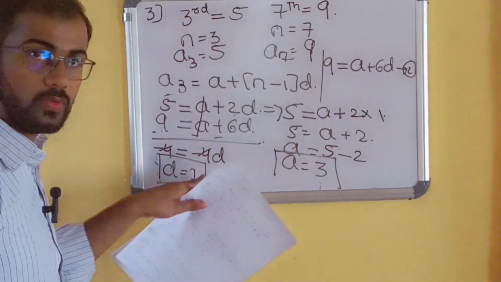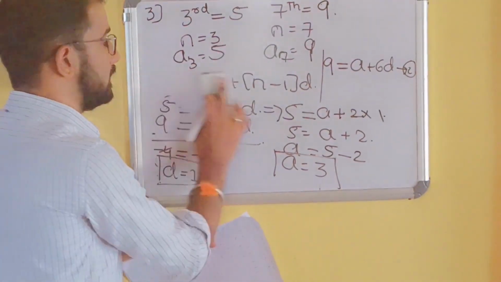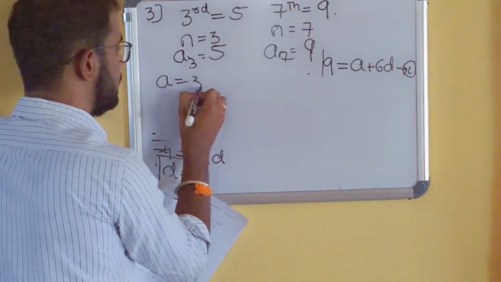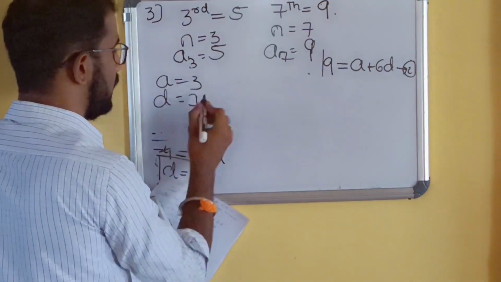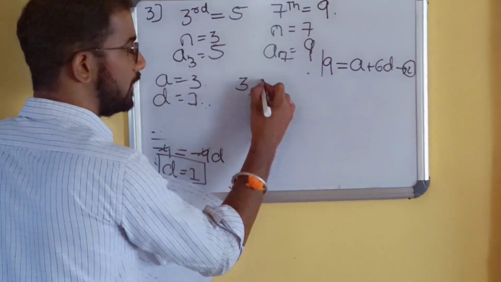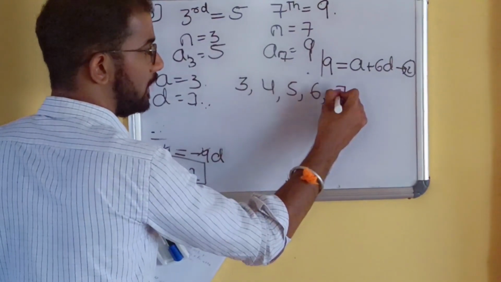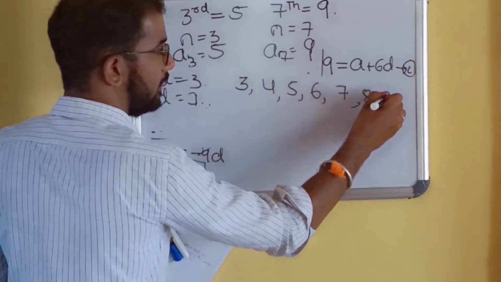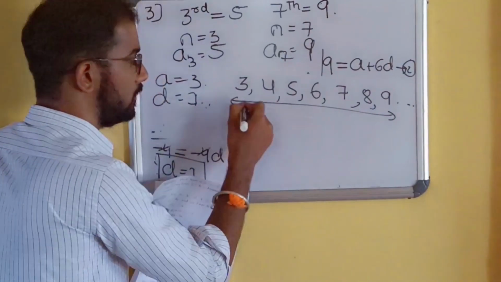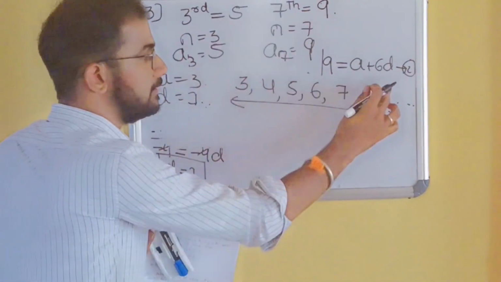From these two pieces of information, can we create an AP? Yes. So the first term a is 3, d is 1. Now 3, 3 plus 1 is 4, 4 plus 1 is 5, 5 plus 1 is 6, 6 plus 1 is 7, 7 plus 1 is 8, 9, and so on. See, this is the AP we have found. We created this AP.